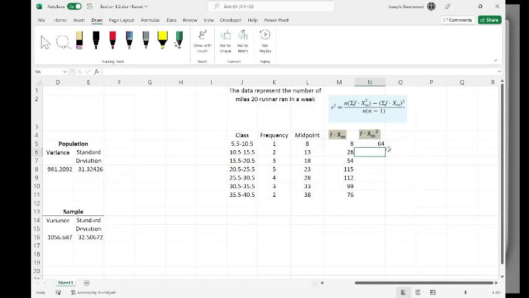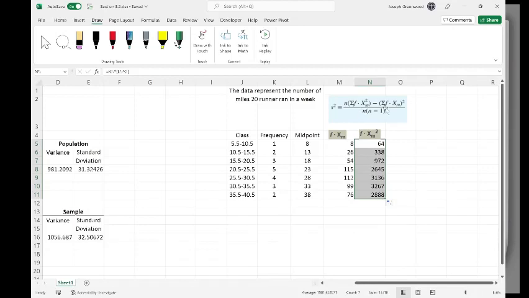Okay. Did I get the right value? What is 1 times 8 squared? Well, 8 squared is 64. 1 times 64 is 64. Wonderful. So I'm going to do the same thing. I'm going to take this and I'm going to drag it down. Wonderful. Okay. So now what do we need to do?